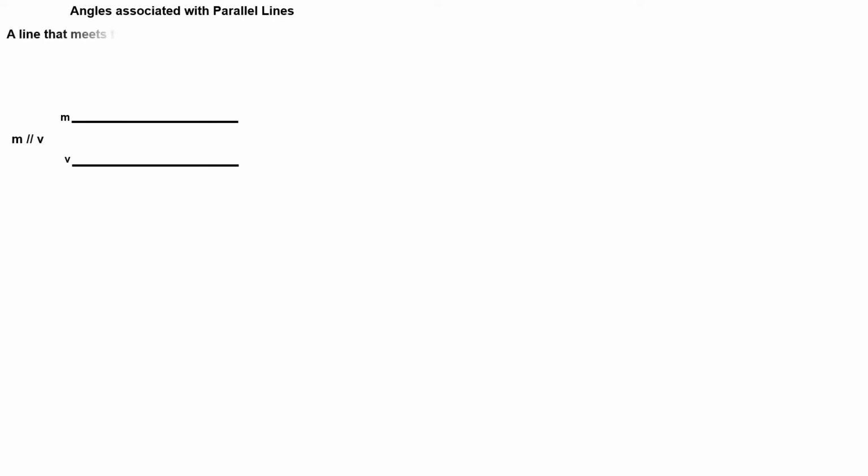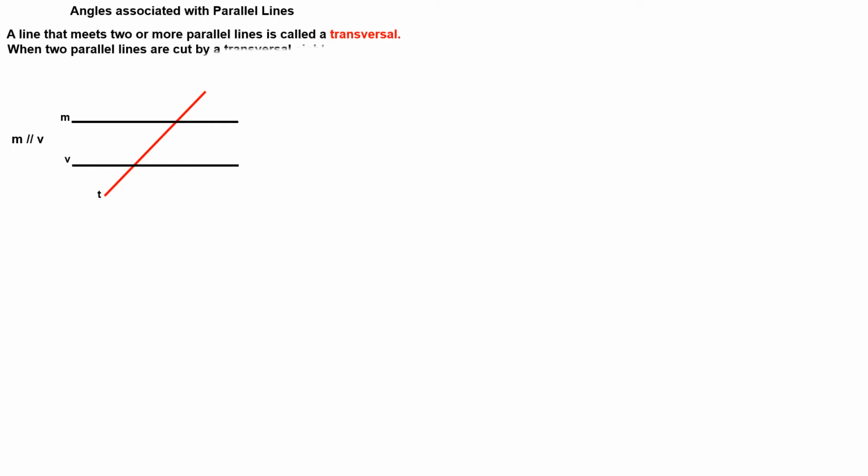A line that meets 2 or more parallel lines is called a transversal. In the figure, line T is a transversal cutting lines M and V. When 2 parallel lines are cut by a transversal, 8 angles are formed. Certain pairs of angles are given specific names based upon their locations in relation to the lines.